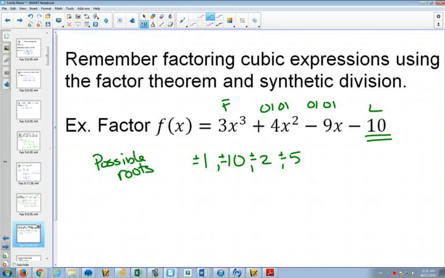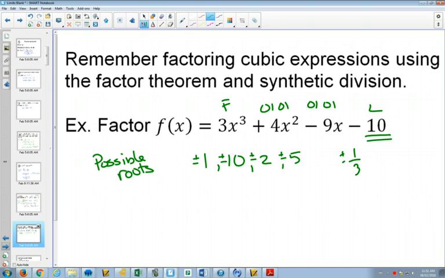There would be additional possible roots because of the 3 in front. You could have 1/3, 2/3, 5/3, 10/3. But what we're going to do is check the nice numbers first. Because even though positive or negative 1/3 is a possibility, if you're doing mental math in here, would you rather plug in 1/3 or 1 to start with? You'd rather plug in 1. So we're going to try 1, and we're going to try negative 1, and see if any of them make it equal to 0. Because then that will tell us what one of the factors is.